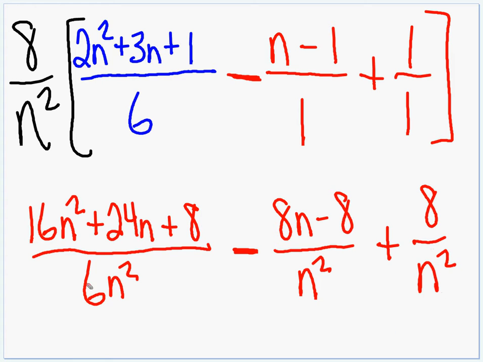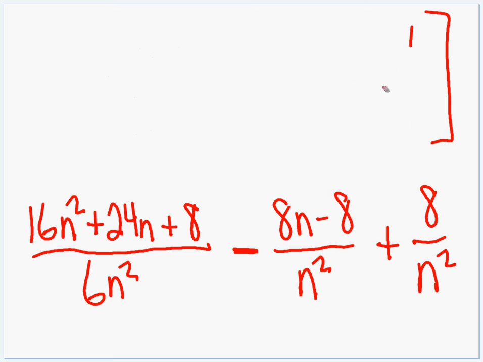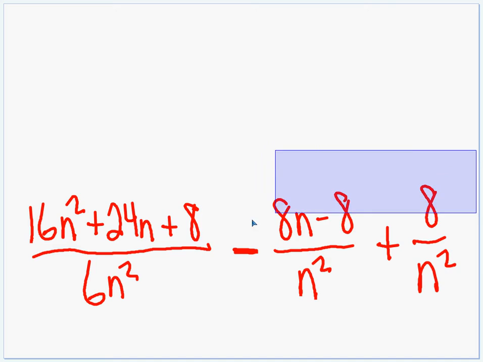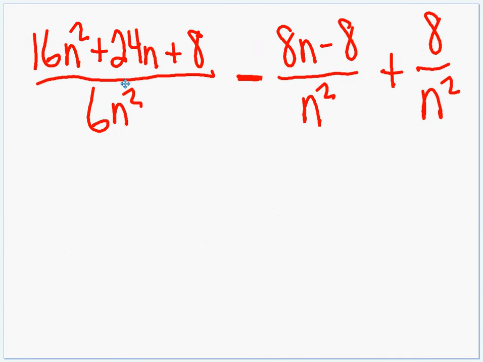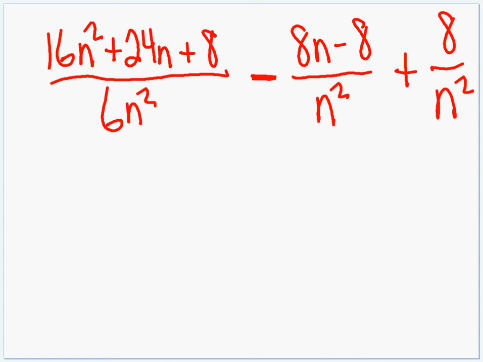Now, I believe in the book they break the first 2 up into individual pieces. You know, you'd have a 16n squared over 6n squared, 24n over 6n squared, 8 over 6n squared. But we really don't have to, because remember now, n represents the number of rectangles. More rectangles are better. So we are going to look at this as a limit as n approaches infinity. Infinity is the best number of rectangles.